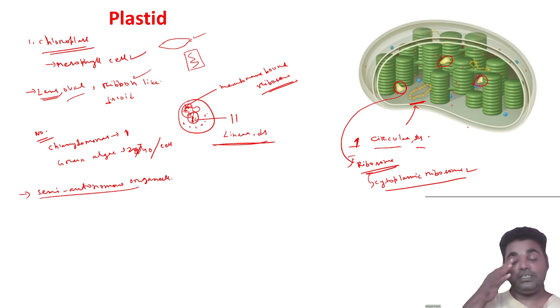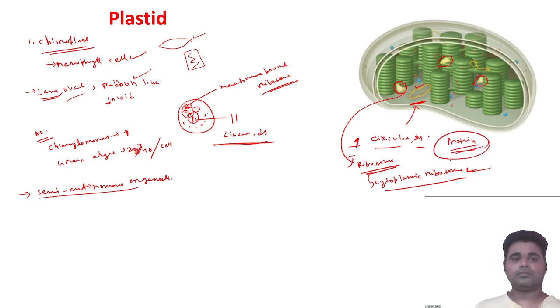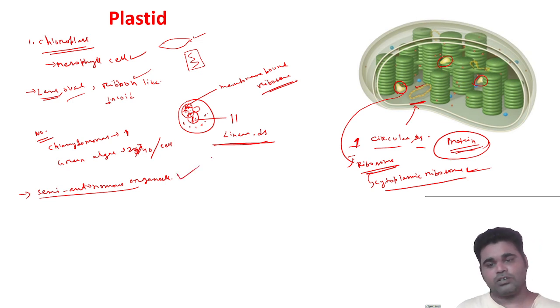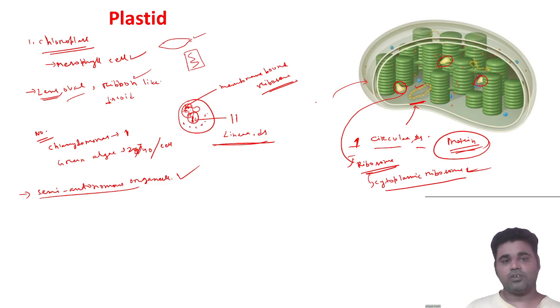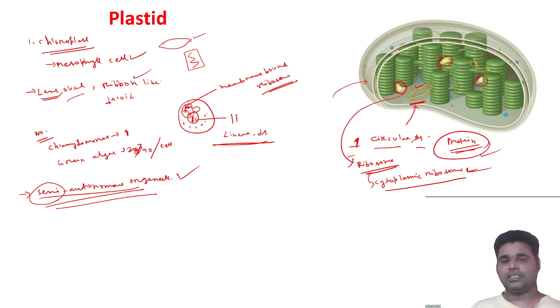Because the ER is not present in the chloroplast, only the cytoplasmic ribosome is present in the chloroplast. Because of the presence of the DNA and the ribosome, it can synthesize its own protein. That means it does not depend upon other organelles for the protein part. That's why it is called a semi-autonomous organelle. But besides the protein, for other molecules, the cell depends upon other organelles. So only for the protein it is independent, and that's why it is called semi-autonomous. Semi means not fully.